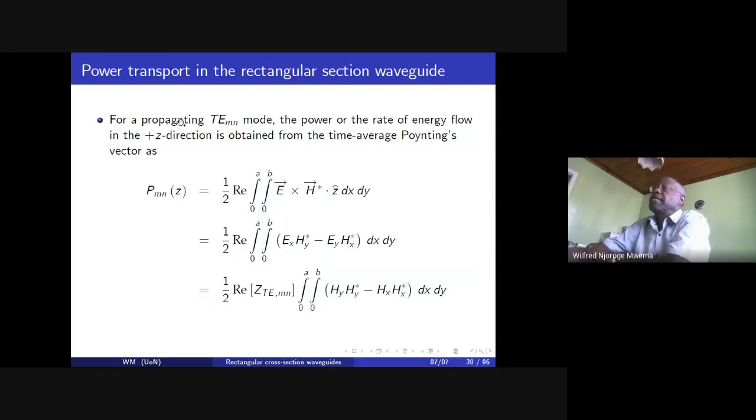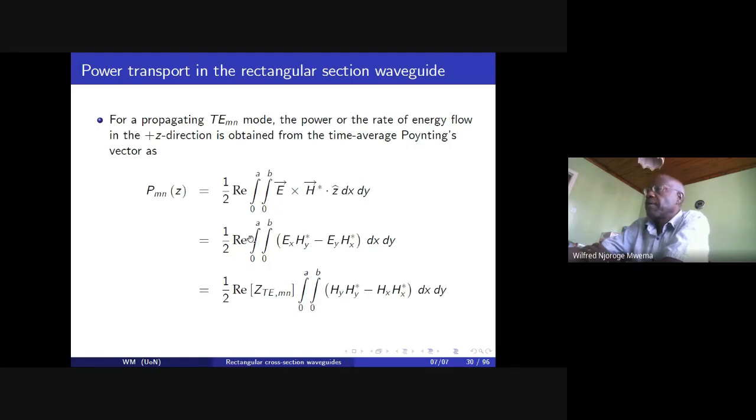So for a propagating TEmn mode, the power, or the rate of energy flow in the positive z direction, will be obtained from the time average Poynting vector as follows. Pmn is going to be given by a half the real part of the integral of the time average Poynting vector. Of course, the real part should usually be put inside the integral, but I've just left it outside because integrating the real part is the same as taking the real part of the whole integral.